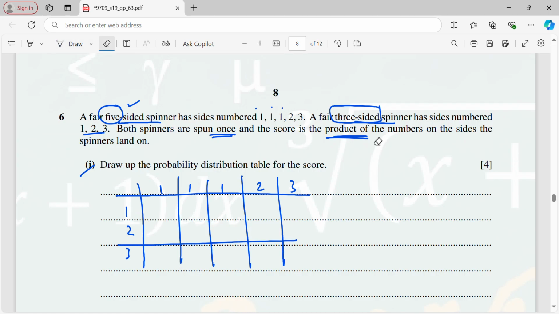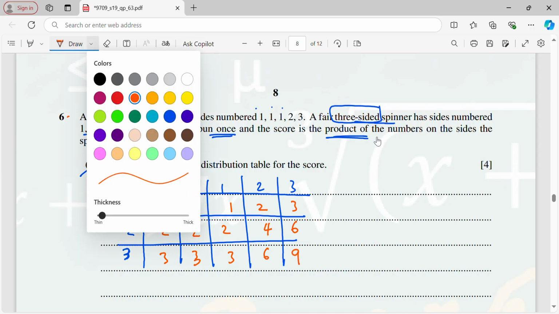Okay, now the scores will be the product of the sides. So now when I get the product, 1 times 1 is 1. All this follows. So 1 times 2, again 2. This is 2, 2. 2 times 2, 4. 3 times 2 is 6. So 1 times 3, 3, 3, 3. Then 2 times 3, 6. 3 times 3 is 9. Okay, so the orange color means the scores.